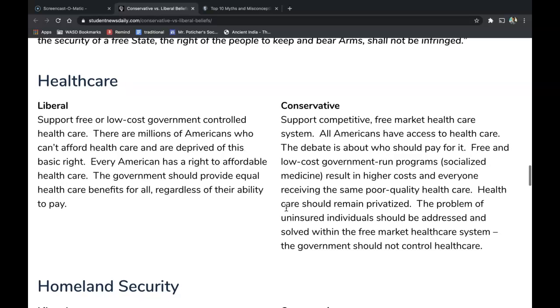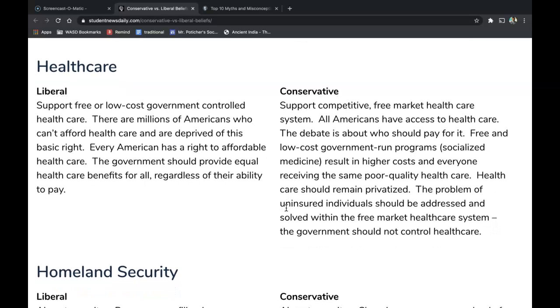The next issue we're going to analyze real quick is a very personal issue to many Americans. On the issue of health care, liberals and Democrats would say that we need to support free or low-cost government-controlled health care. There are millions of Americans who can't afford health care and are deprived of this basic right. Every American has a right to affordable health care. The government should provide equal health care benefits for all, regardless of their ability to pay.